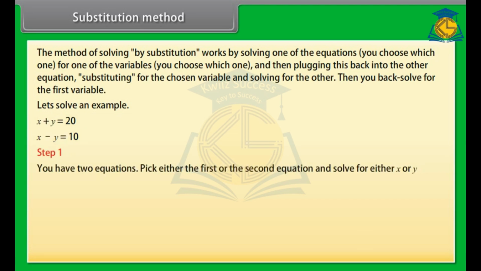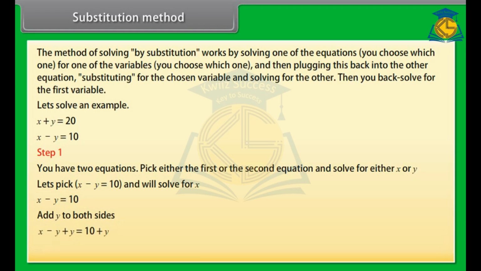Step 1. You have 2 equations. Pick either the first or the second equation and solve for either x or y. Let's pick x minus y is equal to 10 and we'll solve for x. x minus y is equal to 10. Add y to both sides. x minus y plus y is equal to 10 plus y. x is equal to 10 plus y.